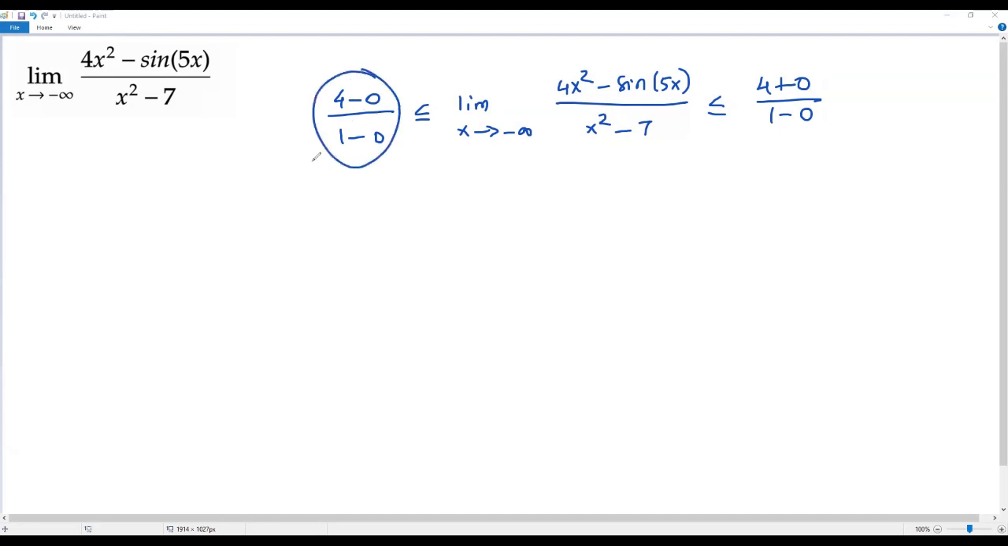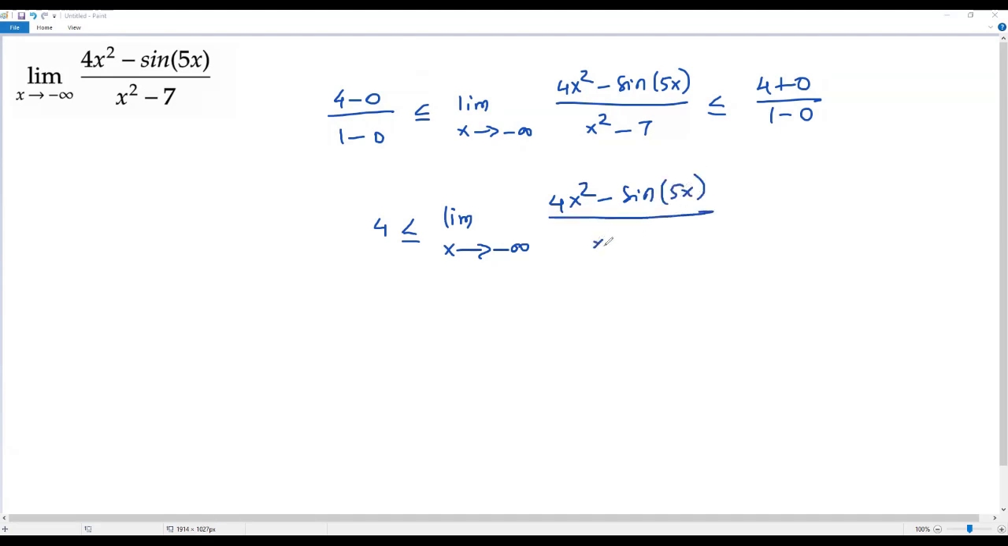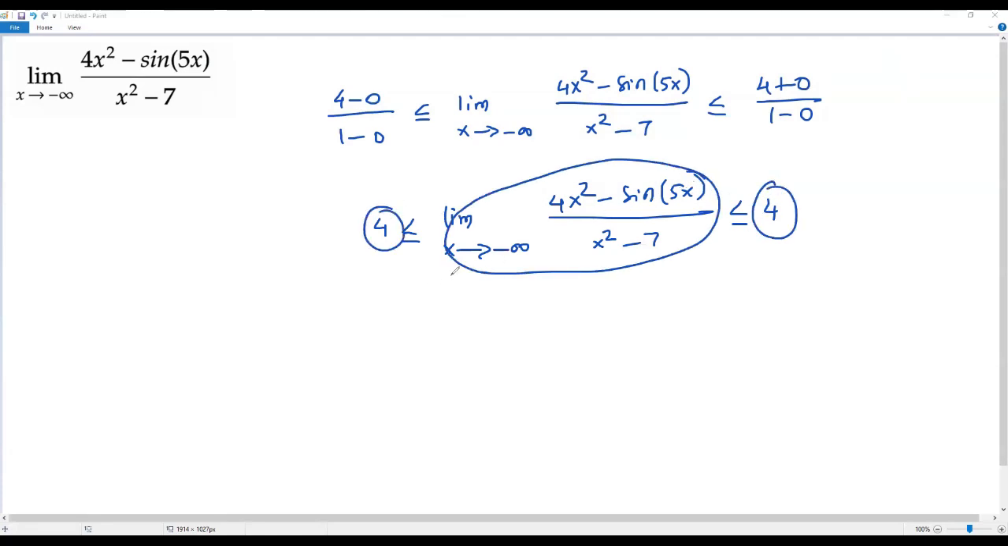Okay, now let's simplify this one. 4 minus 0 is 4 and 1 minus 0 is 1. So 4 divided by 1 is just 4, less than or equal to, let me write this as it is, limit x tends to negative infinity of (4x square minus sine of 5x) over (x square minus 7), less than or equal to, so the same thing, 4 plus 0 is 4 and 1 minus 0 is 1. 4 over 1 is still 4. So the limit of the given function is between the two equal values of 4.